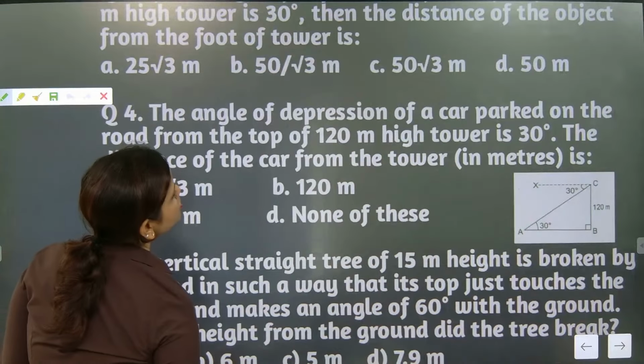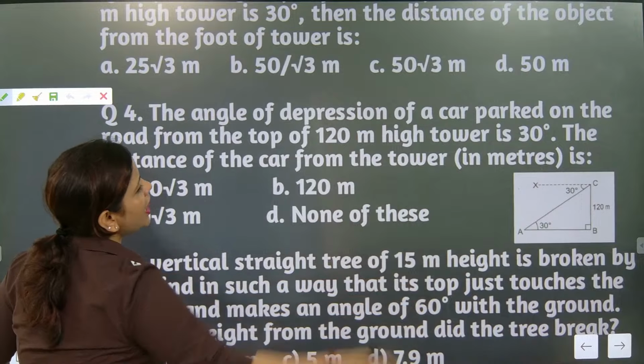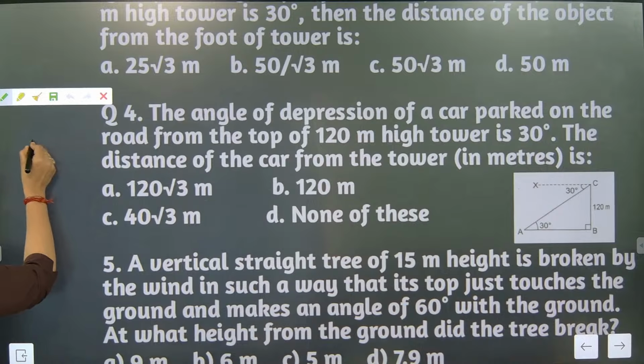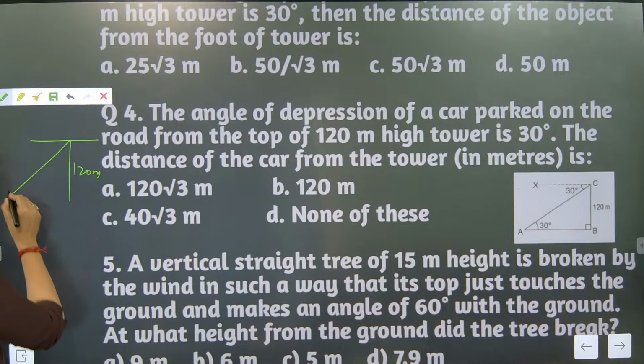The angle of depression of a car parked on the road from the top of a 120-meter high tower is, so definitely a 120-meter high tower is there, and angle of depression is exactly coming as 30 degree.